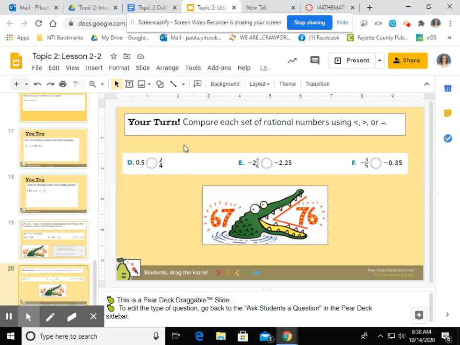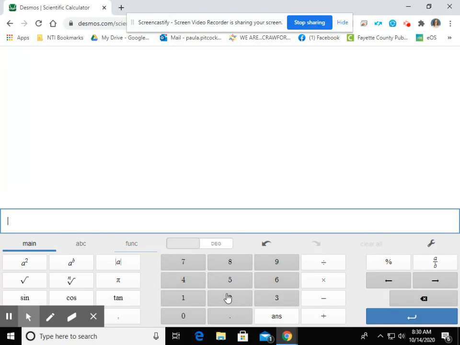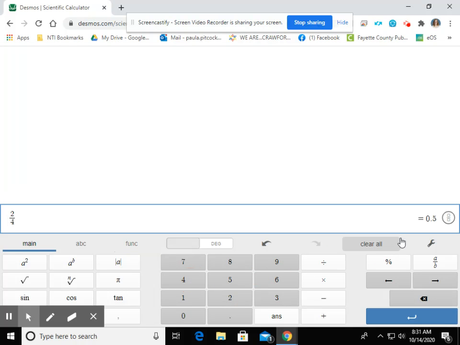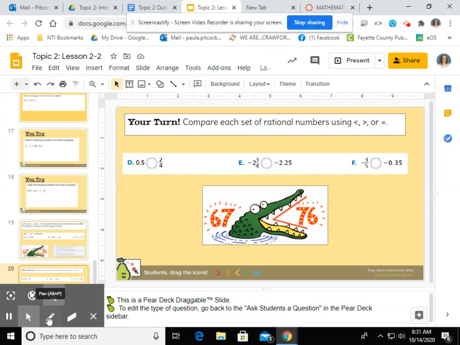All right, friends, you ready? Okay, so we are going to do 0.5 and 2/4. So let's get my Desmos calculator just in case. 2 divided by 4 is 0.5. I knew that though. So we have 0.5 and 0.5. Those are equal.